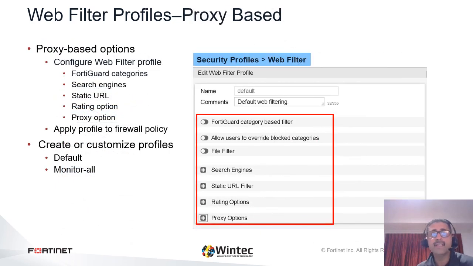Now in this example, we'll see how proxy-based inspection is done. FortiGate is set to perform proxy-based inspection, which is based on category-based filters, which divide the websites based on categories and subcategories, as discussed on the previous slide. Other local options, which we'll discuss again, are search engine, static URL, rating options, and proxy options. Once your web profile is configured, apply this profile to the firewall policy, so the web filtering is applied to your web traffic. It is very similar to what you've been doing in the past. First, you define the security profile and make it exactly what you require, and then you apply it to a firewall policy.